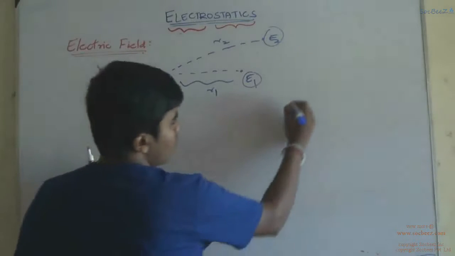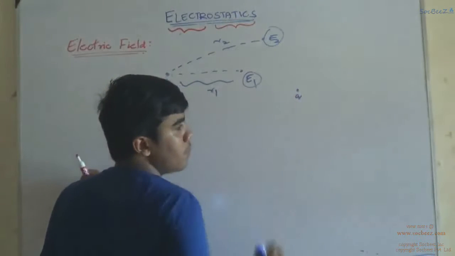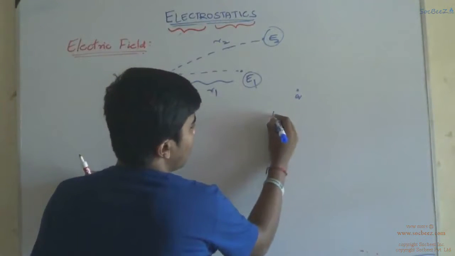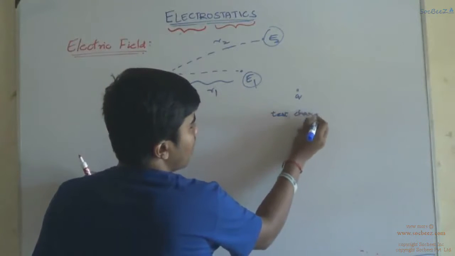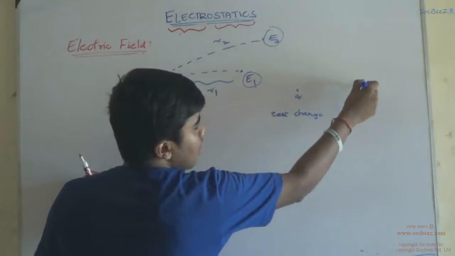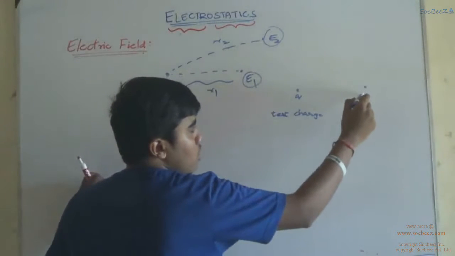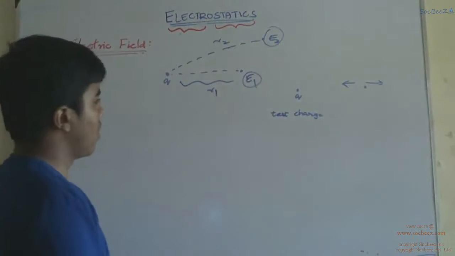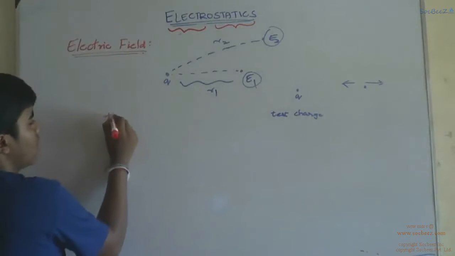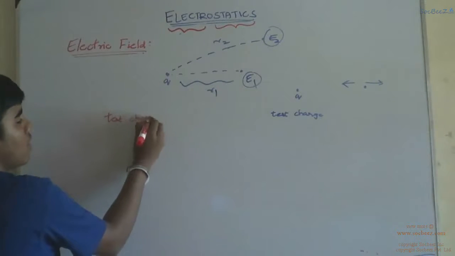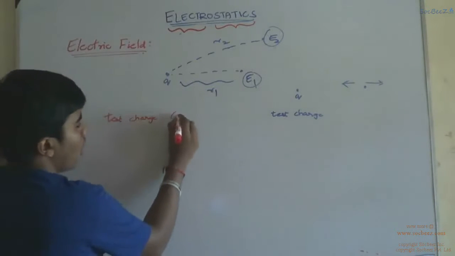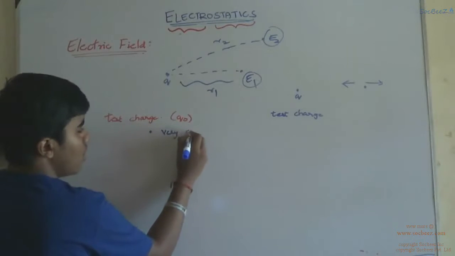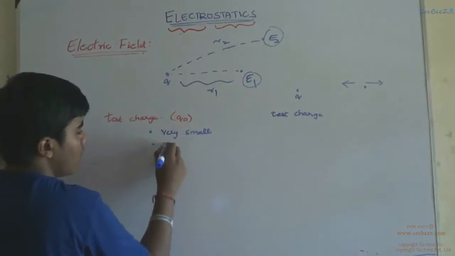To check a field, what we do is, initially we have a charge q, then we take a test charge and we place it at a point. If that test charge experiences a force in either this direction or this direction, then we know that there is a field present. Now what are the characteristics of a test charge? Test charge Q naught. It is very small, positive.